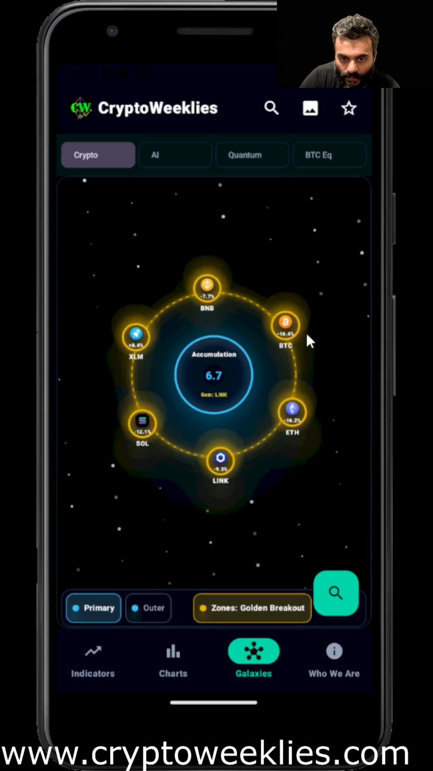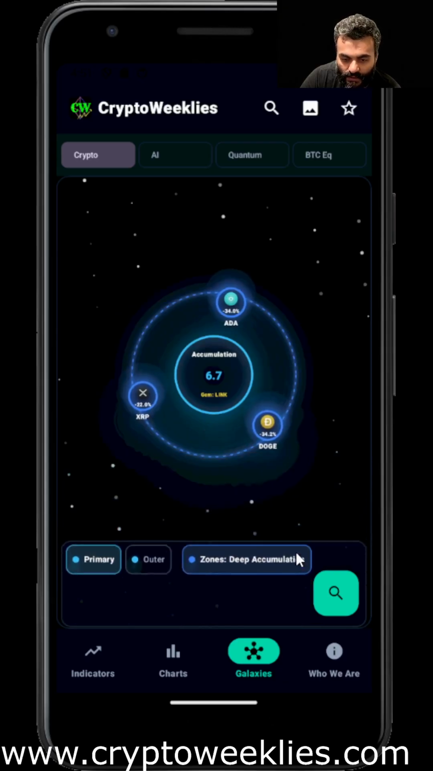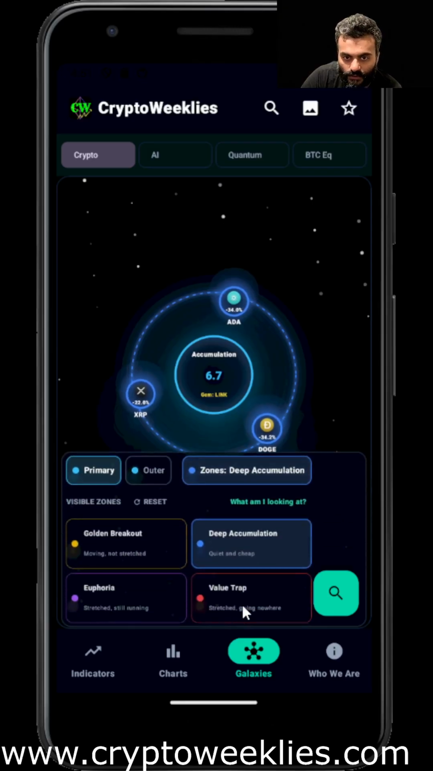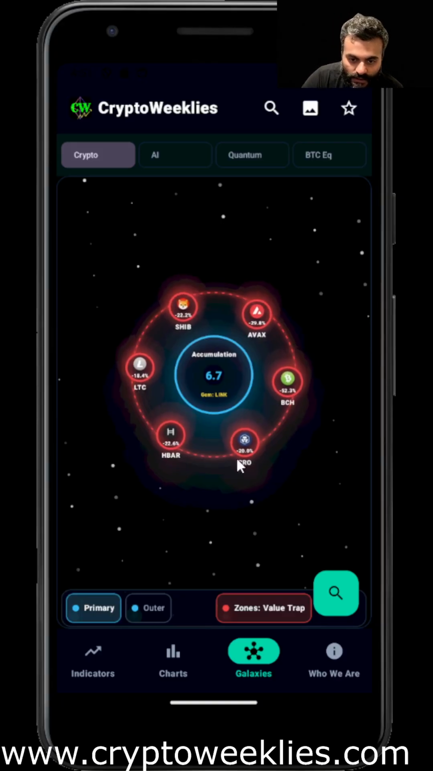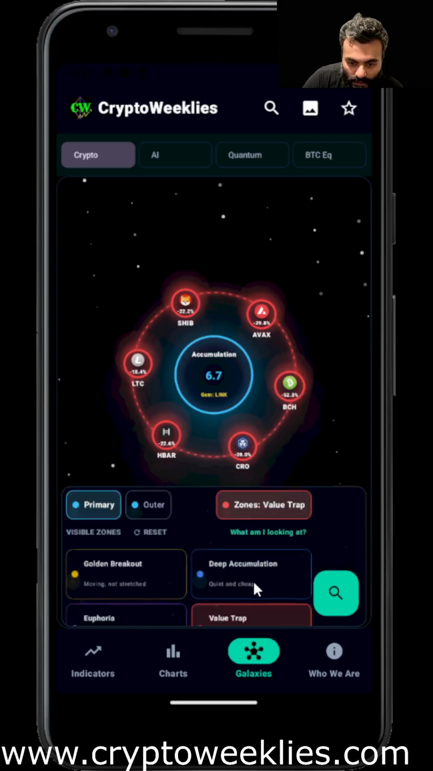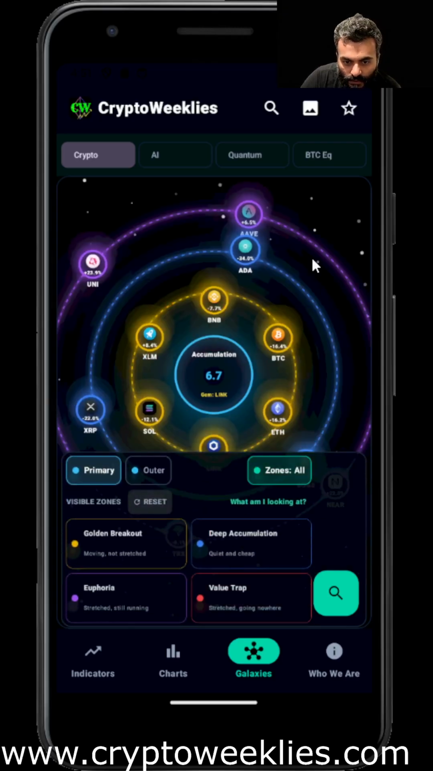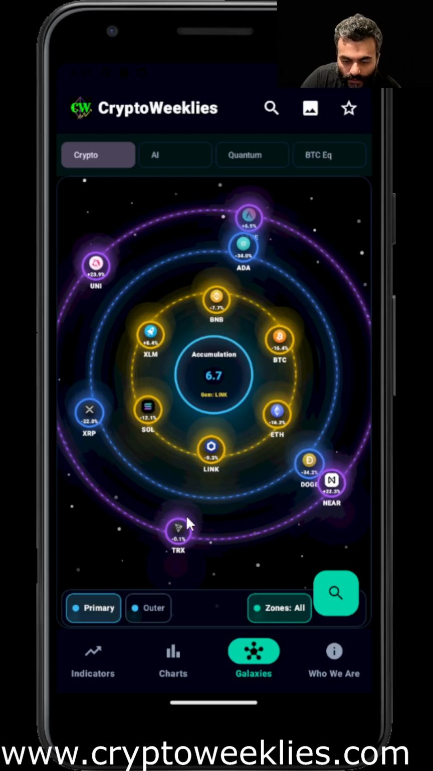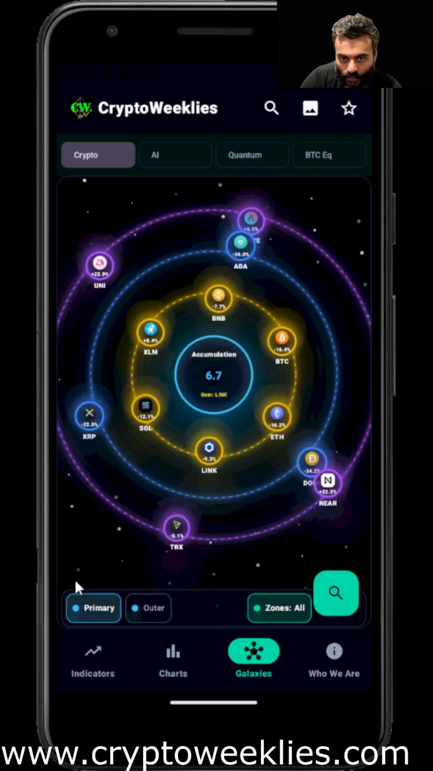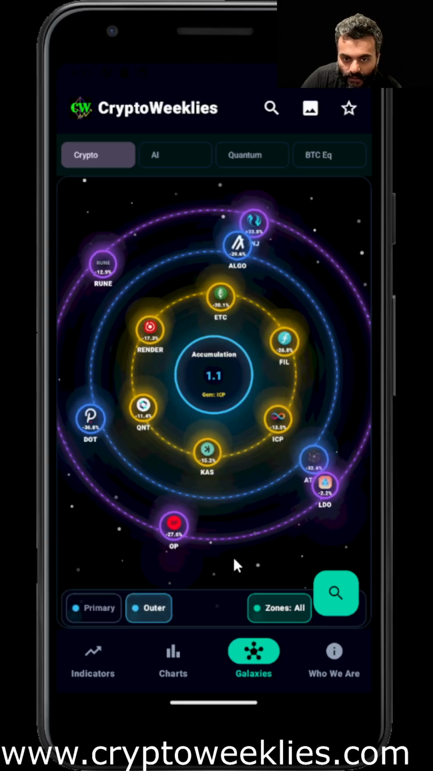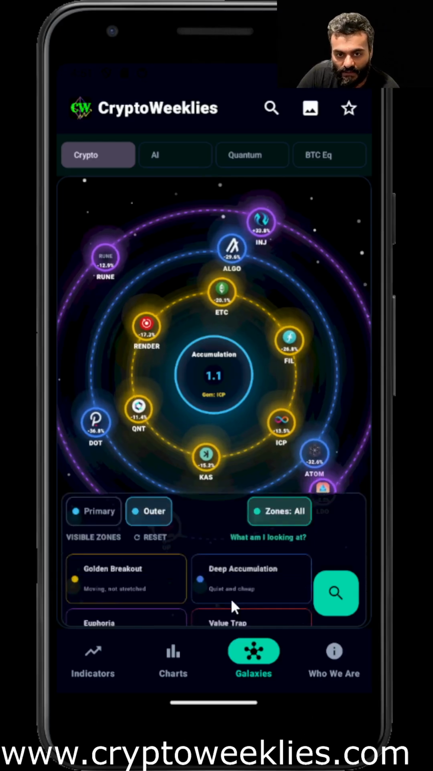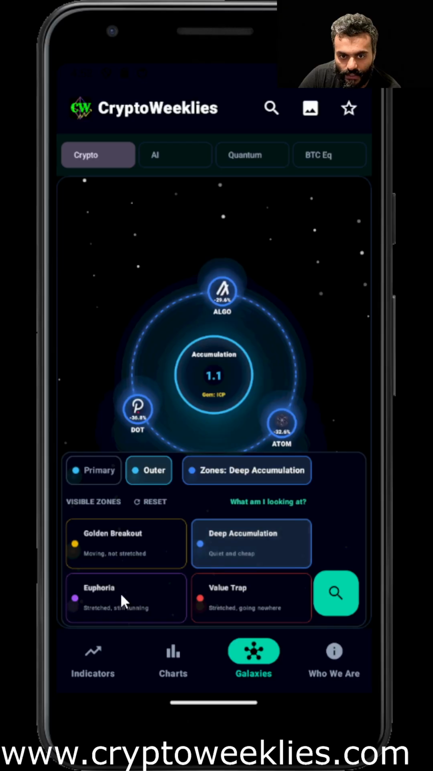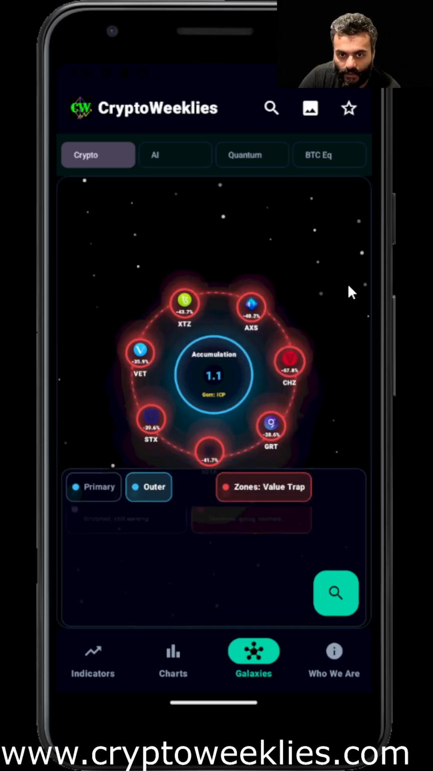You can do this not just for one asset class. For example, Bitcoin over here sits in this golden breakout, so does ETH, SOL, and most of the major crypto, whereas the others are in deep accumulation, and value traps are also identified. Not just the top 20. What we have in the initial orbit is about 20 assets, not to crowd it up. Anything outside of the top 20 goes in this outer galaxy over here, and then the same identification of the golden zone, the deep accumulation zone, the Fourier territory, and the value traps.